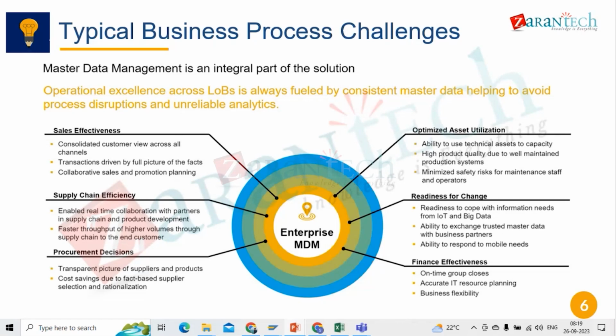Here you can see what is analysis. We have specified each and every department: sales effectiveness, supply chain management, procurement, optimized asset utilization, readiness for change, and finance effectiveness. Okay, let me show you one small example before going to.